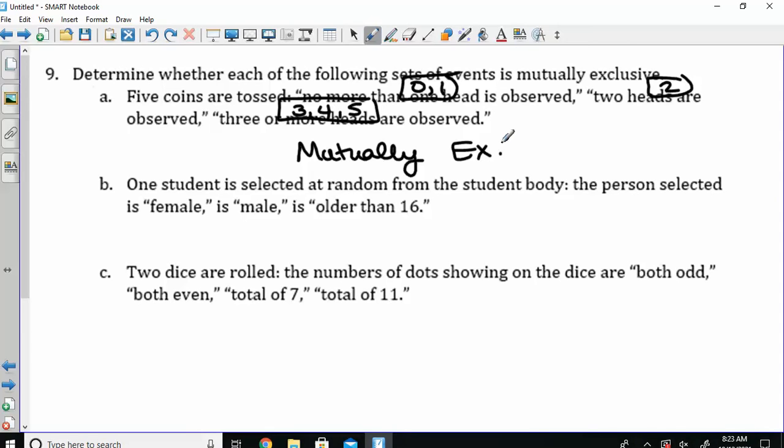So they're mutually exclusive. Okay, if I tried to separate our class and I said, if you're female, go here. If you're male, go there. If you're older than 16, go here. Would there be a problem? Yes, because you could fit into 2 groups at once, so you wouldn't know where to go. So this is not mutually exclusive.